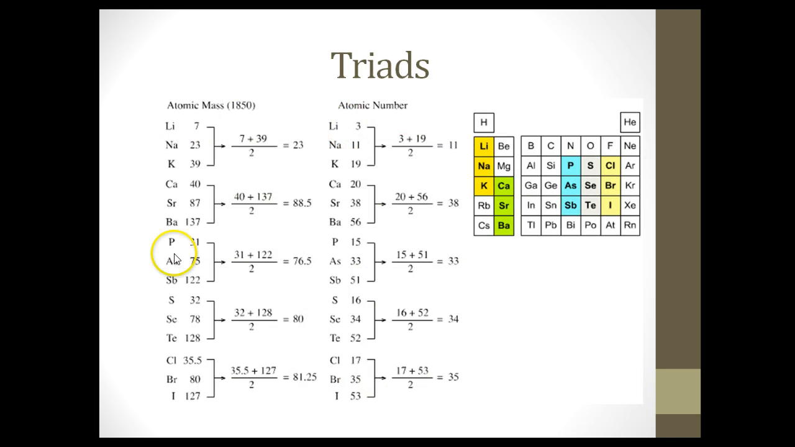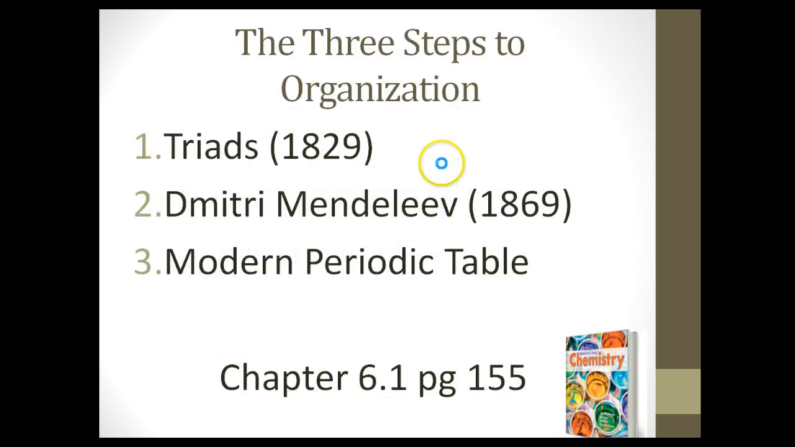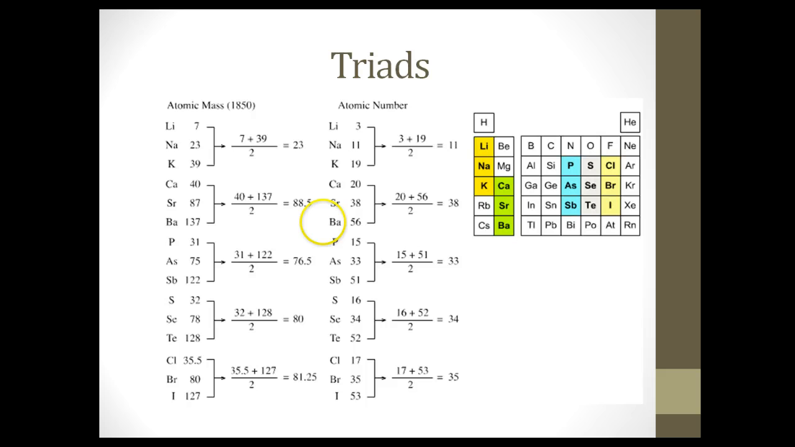So here is what triads look like. The main scientist of this was J.W. Döbereiner. I butchered that name, I'm so sorry, but that's not the point. Triads were in 1829, and they literally grouped elements based on similar properties.